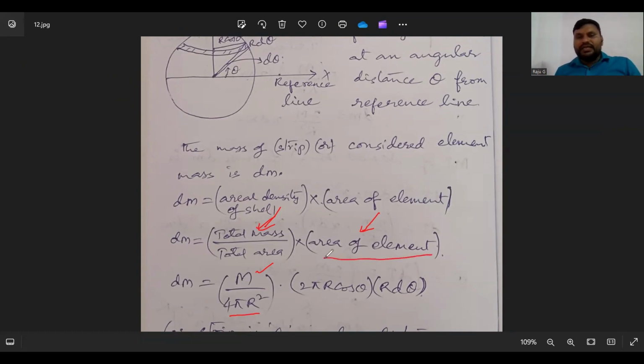Now the area of the element, as the element is a circular strip, whose radius is r cos theta. I will explain it later. Whose radius is r cos theta and the thickness is r d theta, as I explained in the previous example. So 2 pi r cos theta is the circumference of this circle, and r d theta is its width, which will give us the area of the element.